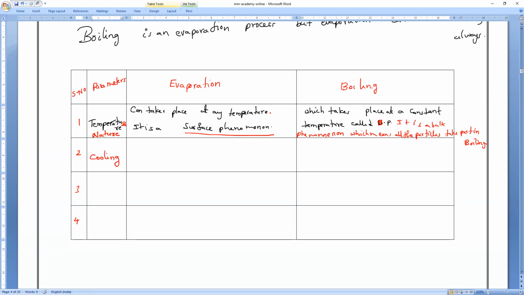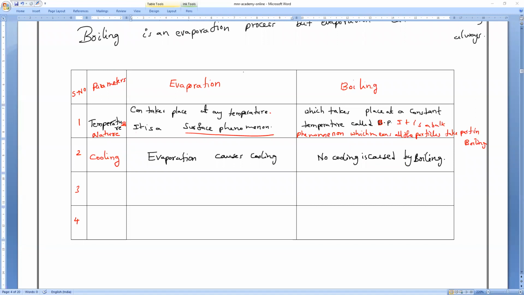Tell me, everybody: evaporation causes cooling or boiling causes cooling? Evaporation causes cooling. But boiling, what will happen? No cooling. No cooling is caused by boiling. Am I clear? Everybody understood?